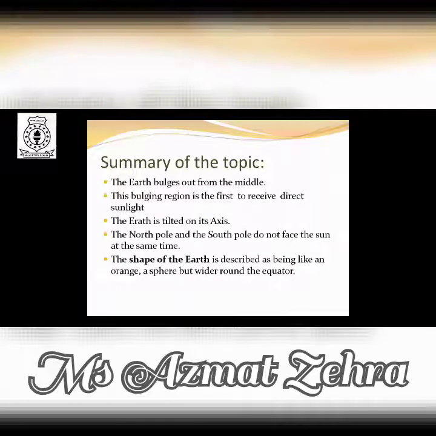Now summary of the topic. The earth bulges out from the middle. The bulging region is the first to receive direct sunlight. The earth is tilted on its axis. The North Pole and the South Pole do not face the sun at the same time. The shape of the earth is described as being like an orange, a sphere, but wider round the equator.